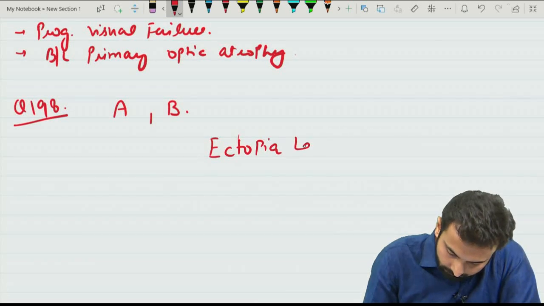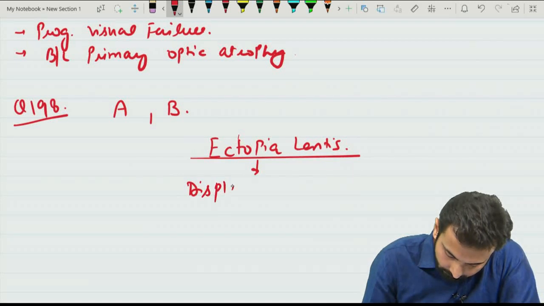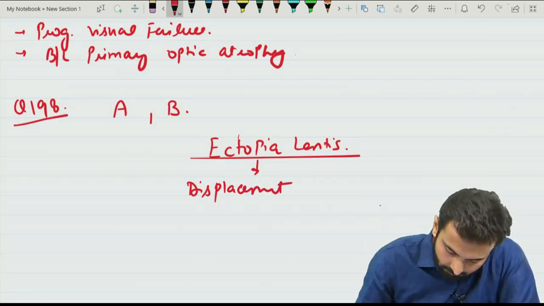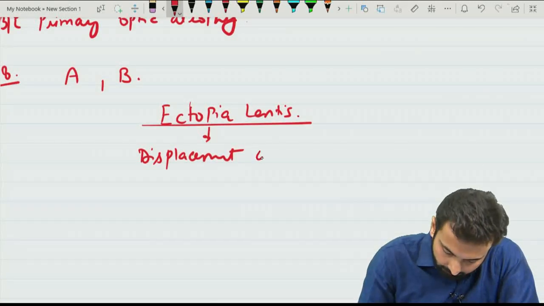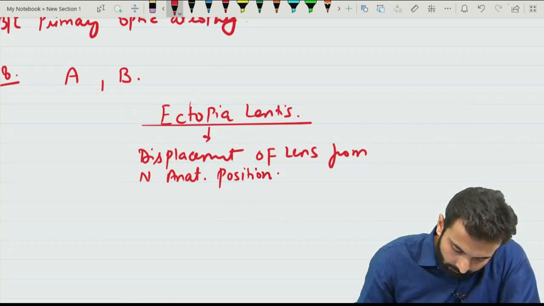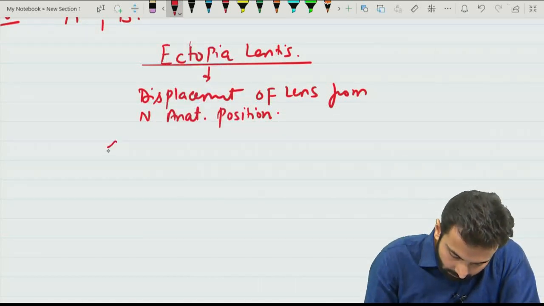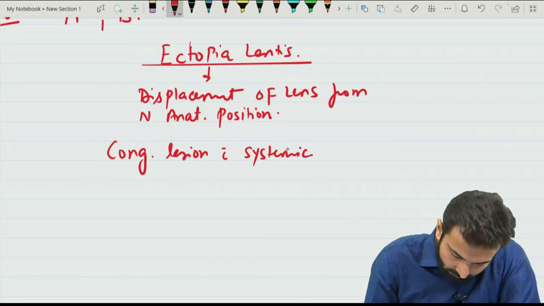So write down what is ectopia lentis: displacement of the lens from its normal anatomical position. Now coming to the causes. What are the congenital lesions with systemic anomalies?